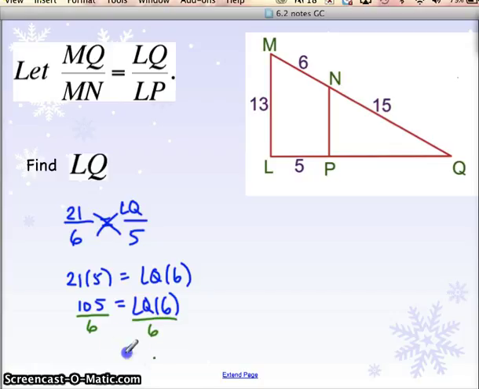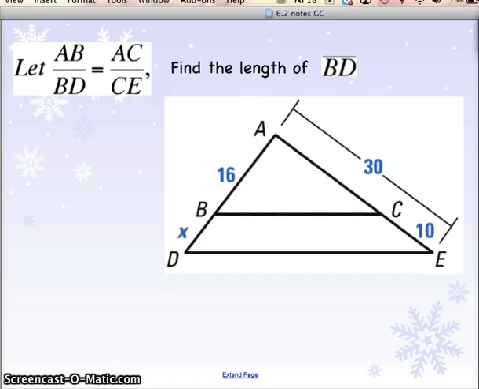Okay, so 105 divided by 6 is 17.5. And that's what we were trying to find, LQ. So we're done with that one. Okay. All right, I think this will be the last one.